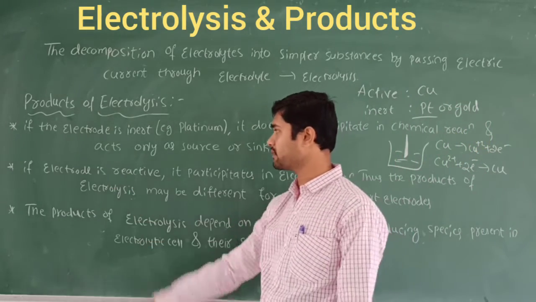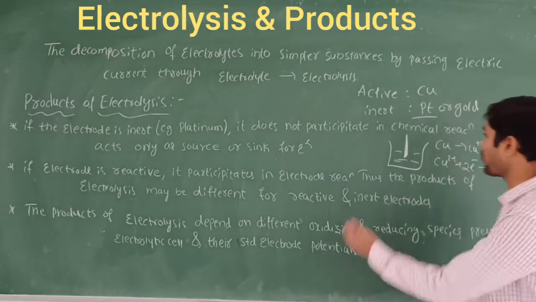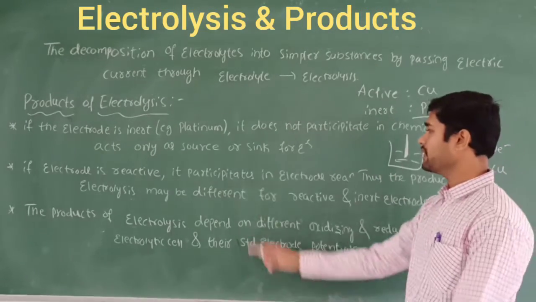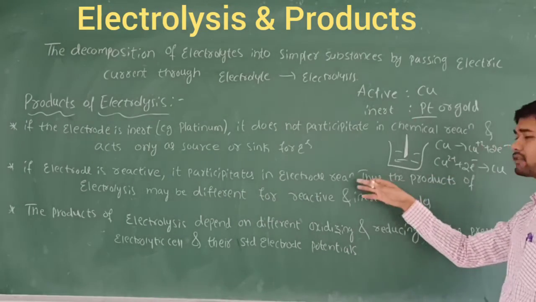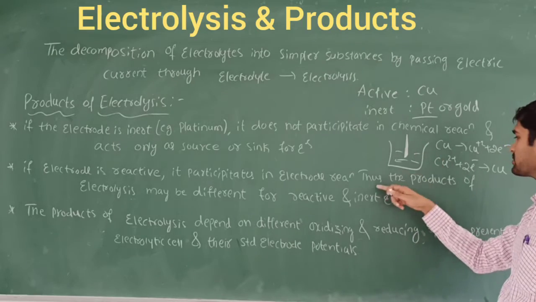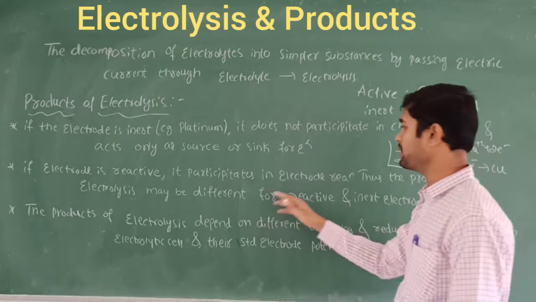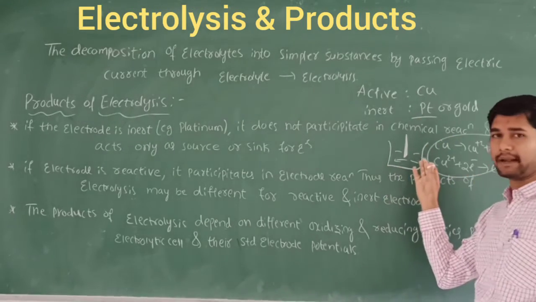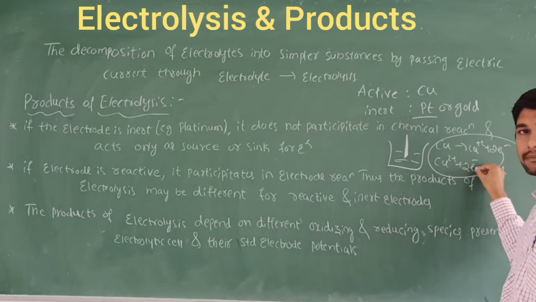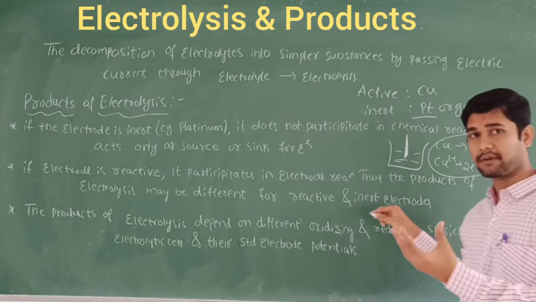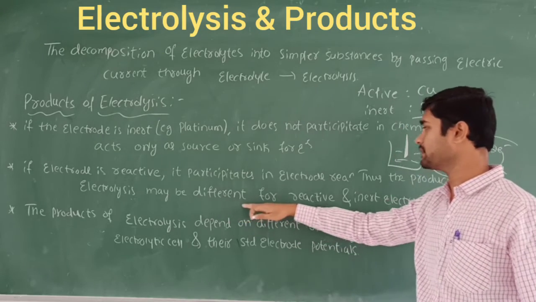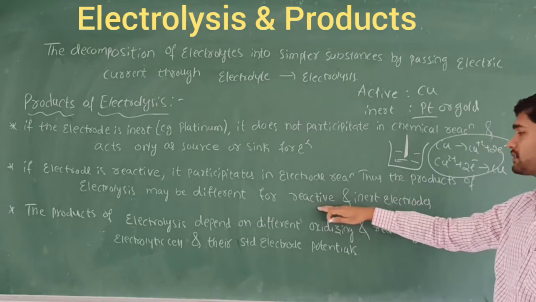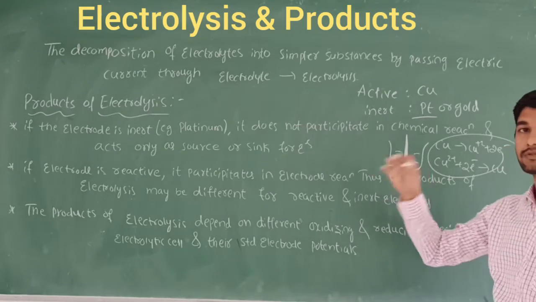Let's look at the second one. If the electrode is reactive, like copper metal, it is participating in the electrode reaction, that is, the electrochemical reactions. Thus, the products of the electrolysis will be different. So now I am going to take the same electrode, so we are going to obtain the same type of chemical reactions. If I use several types, we are going to obtain different products for different reactive electrodes.